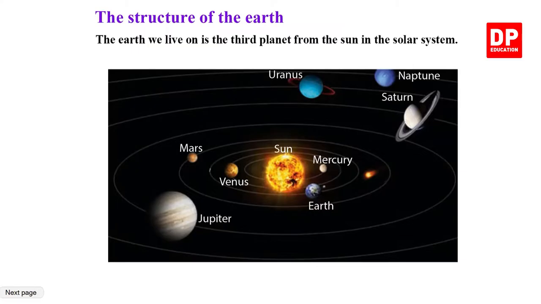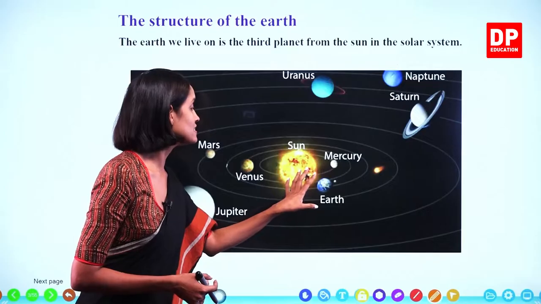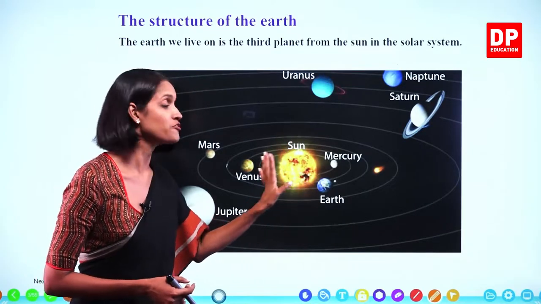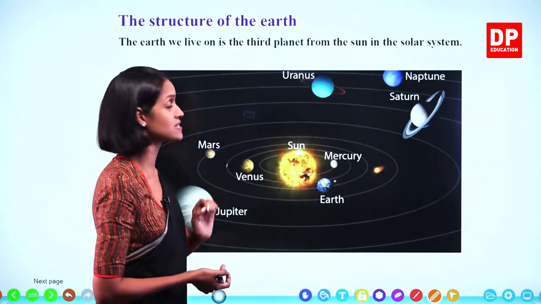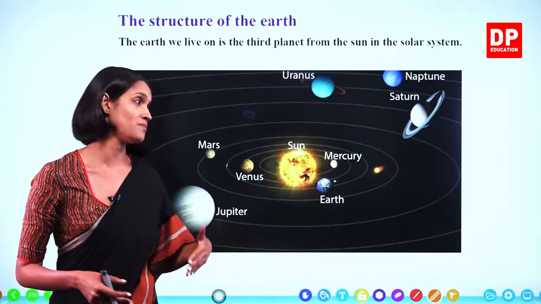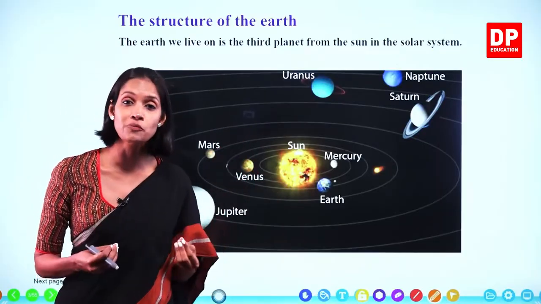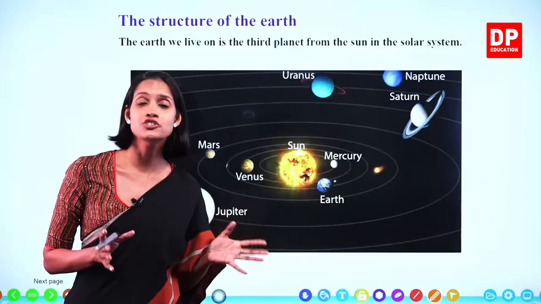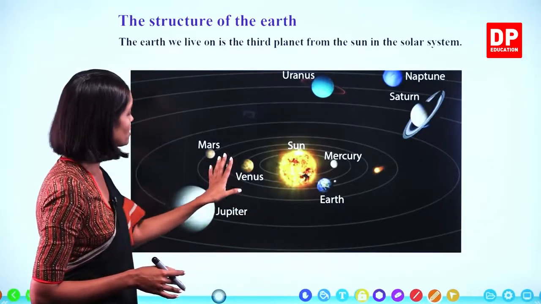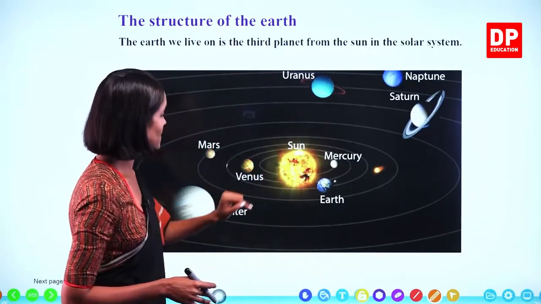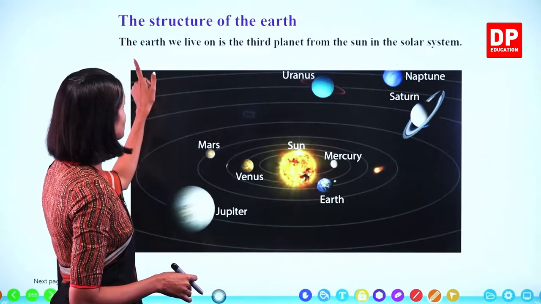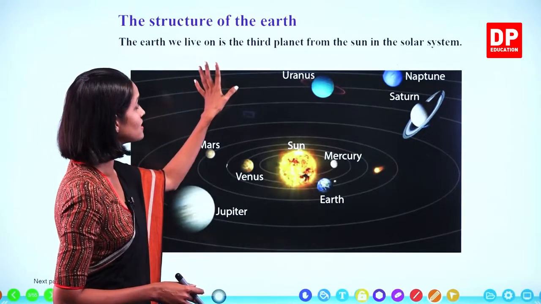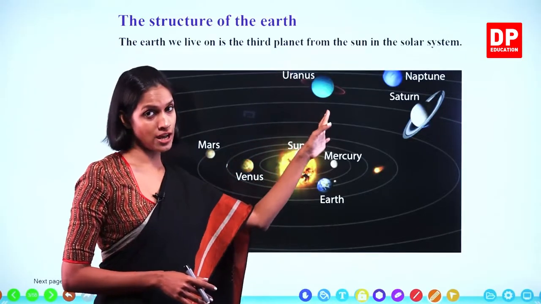Right. So the first topic is the structure of the earth. When we consider the earth, earth is one planet of the solar system. Look at this picture, children. This is a picture of the solar system. About the solar system and the planets and all the other information, you have even learned in your geography lessons, right? Here you can see these are the planets. You can see their orbits as well. The earth we live on is the third planet from the sun in the solar system, right?